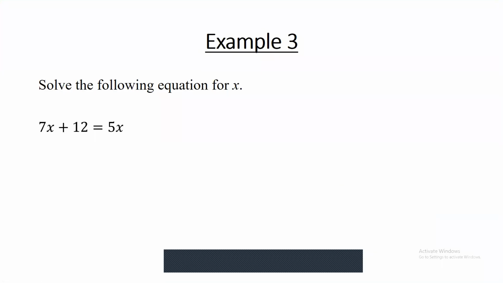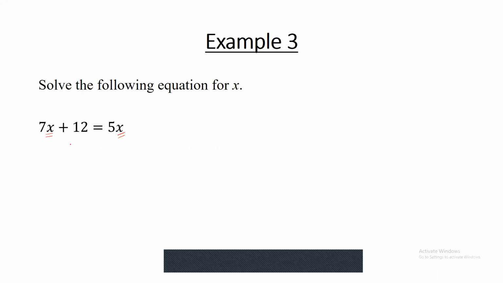Okay, now we can take a look at slightly more complicated equations, and let's start with example 3. So here we have 7x plus 12 equals 5x, and we have to solve the equation for x. What makes this equation different from the previous examples is that we have an x term on the left and the right side of the equation. And that, of course, means that we can't just do our normal steps to isolate x.